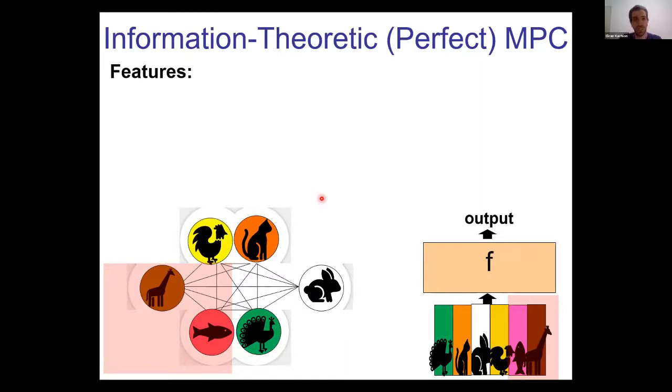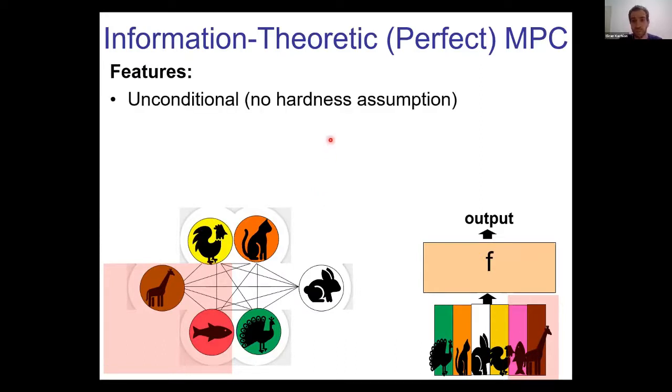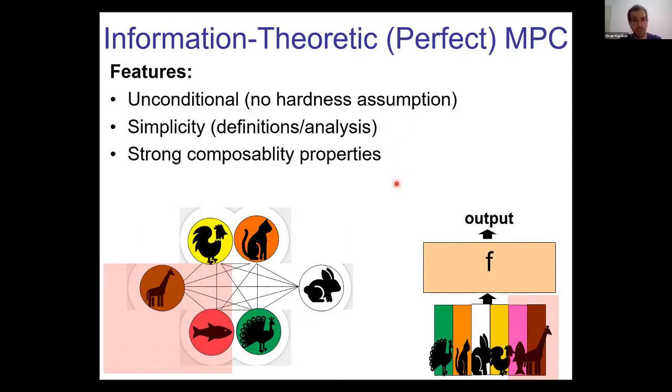So those are the settings, and let me just mention some features of perfect MPC. The first one is the unconditional security. There is no need for hardness assumptions, and security works even in the presence of an unbounded adversary. The second one is the simplicity of the definitions and the analysis. Perfect MPC also has strong composability properties. And in many cases, tools and ideas from information-theoretic cryptography are used in computational cryptography.